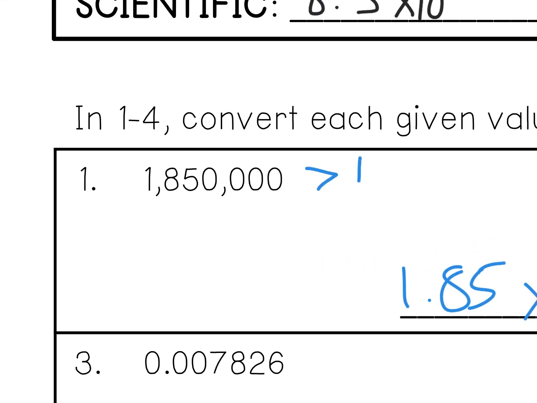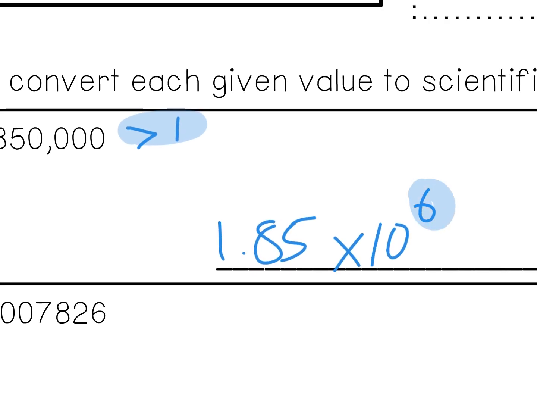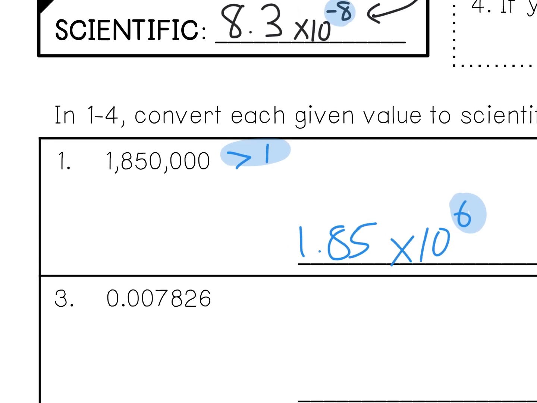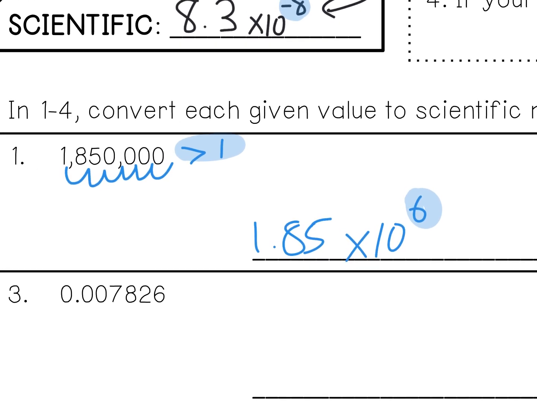Okay, this thing is bigger than 1. So it's bigger than 1. It means this has got to be positive, so that's good. And then let's check 6. 1, 2, 3, 4, 5, 6. Great. So 1.85 times 10 to the 6. Okay, good.